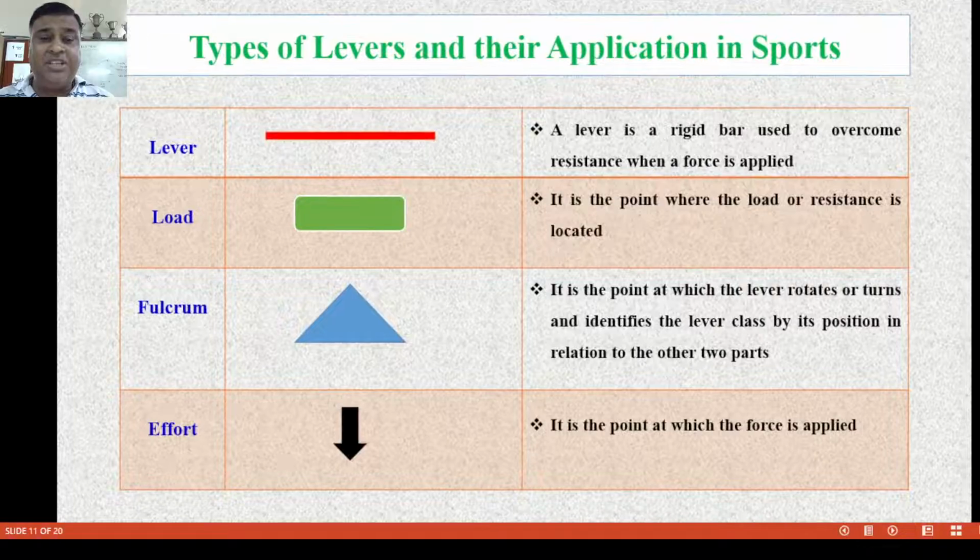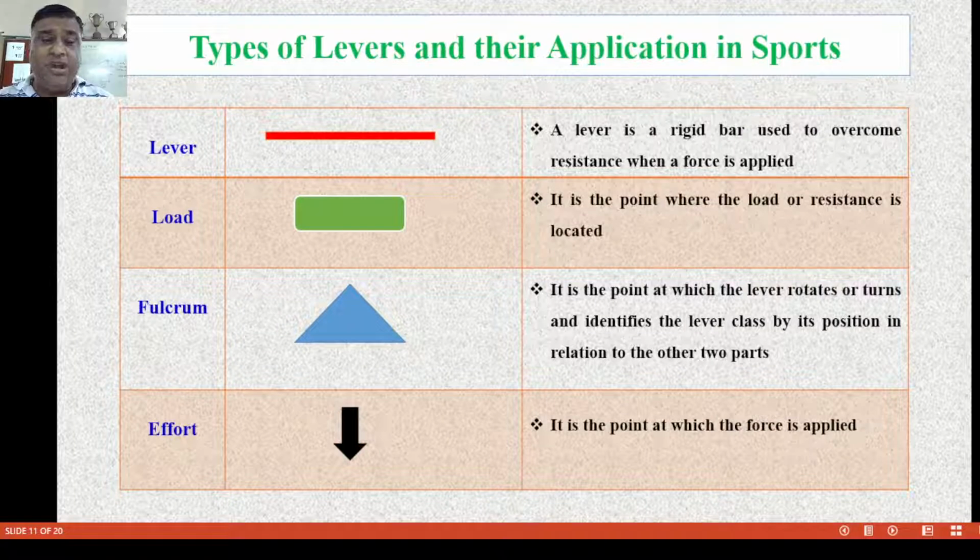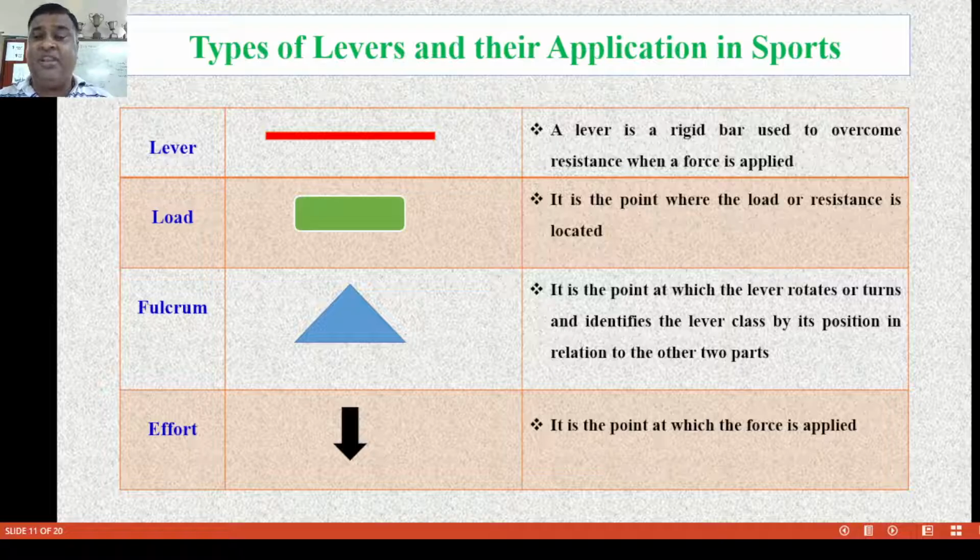Now the next part of my session is the types of levers and their application in sports. There are four terms: lever, load, fulcrum and effort. A lever is a rigid bar that overcomes resistance when force is applied. Next is load: a point where the load or resistance is located. Third is fulcrum: the point where the lever turns, and it identifies the lever class by its position in relation to the other two parts. Last is effort: the point at which the force is applied.